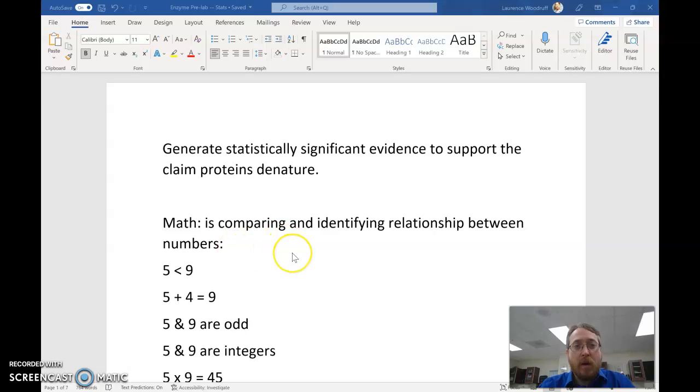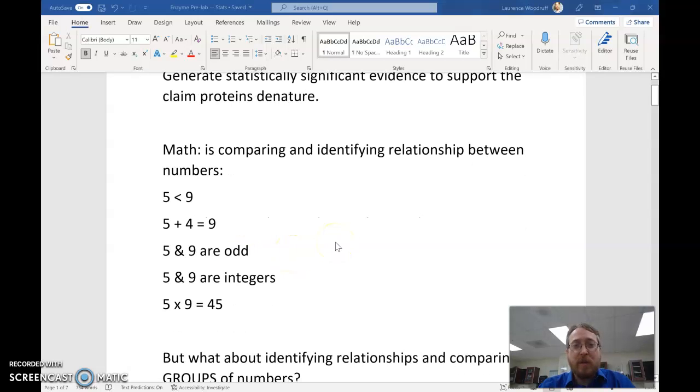So, stats. Well, first, let's talk about math. Math is comparing and identifying relationships between numbers. We can say 5 is less than 9. We can say 4 added to 5 becomes 9. We can say 5 and 9 are odd. We can say 5 and 9 are integers. We can say if you have 5 9 times, you have 9 groups of 5, then your value is 45.